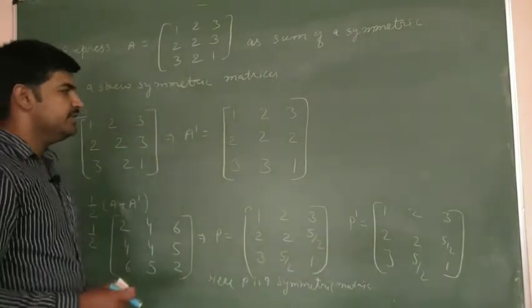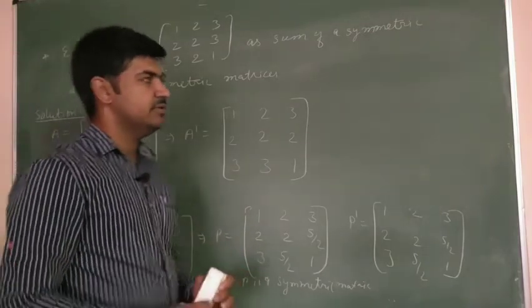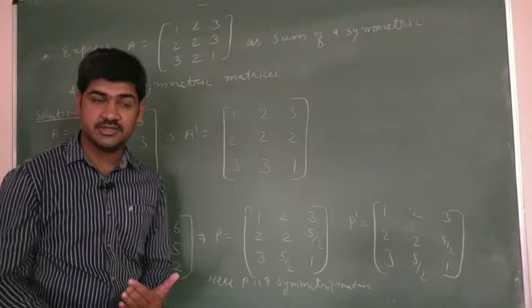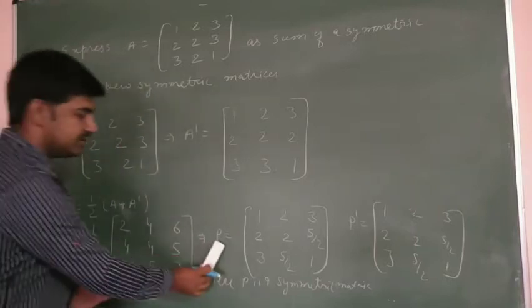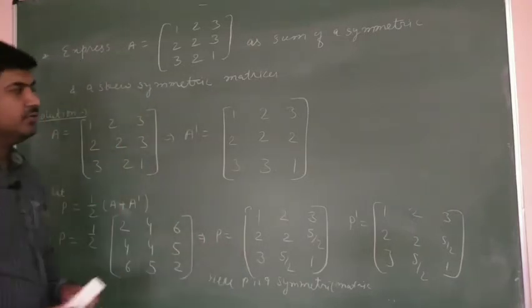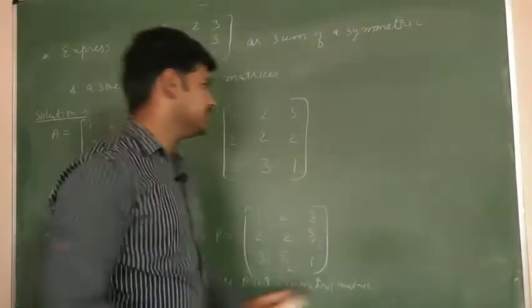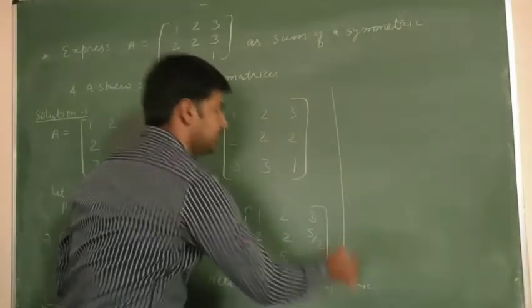Okay, one thing we have done, students, one thing we have found, as we have to express this as a sum of a symmetric and a skew symmetric matrix. So the symmetric matrix we have got, that is equal to P, and now we'll find that skew symmetric matrix now. So here we go.